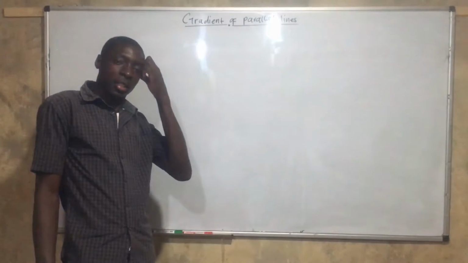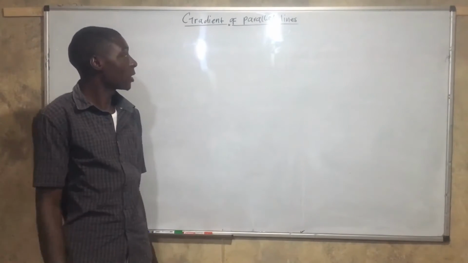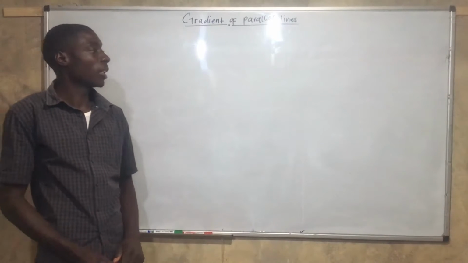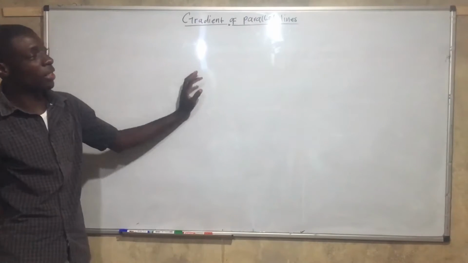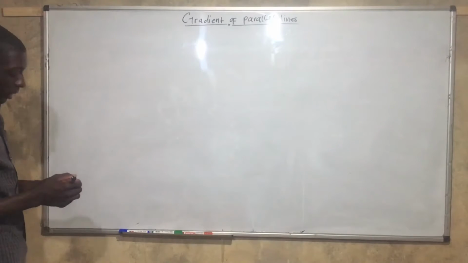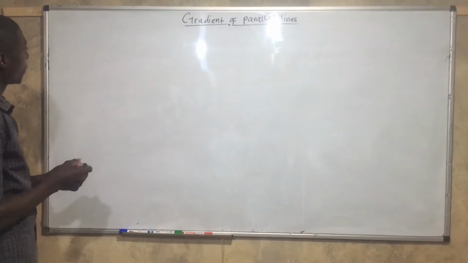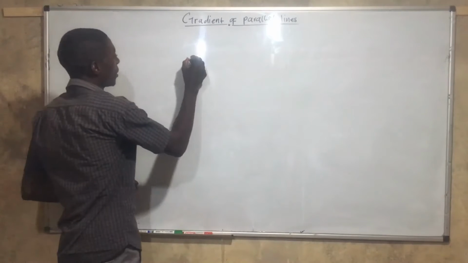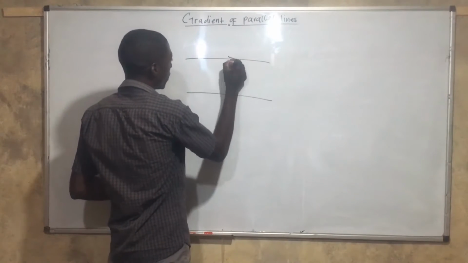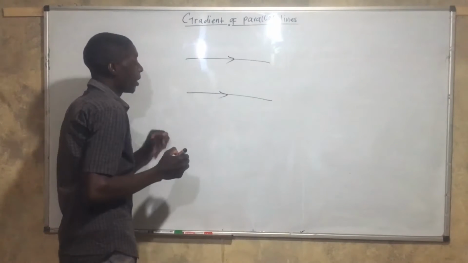Good afternoon, guys. Today in mathematics we are going to look at the gradient of parallel lines. Last time we looked at the gradient of a straight line. So when we talk about the gradient of parallel lines, we are talking about lines like this. When we have lines like this, these are called parallel lines.